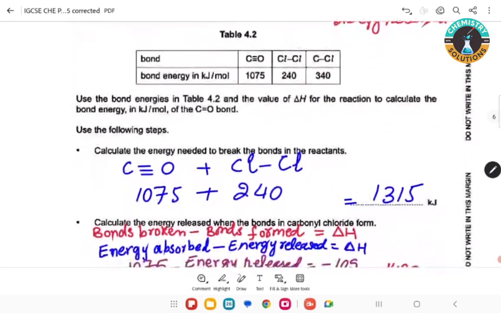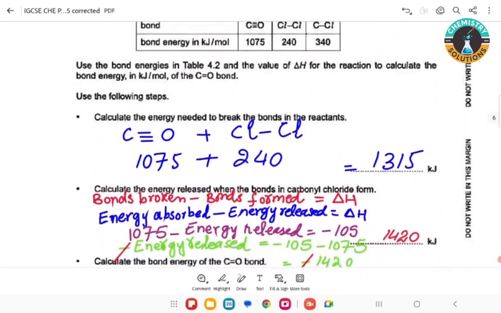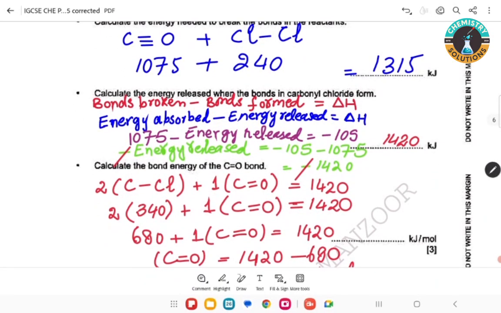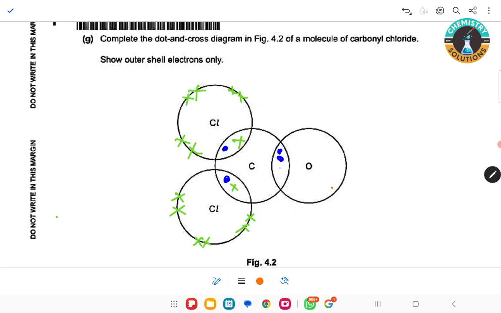Now we have to move on. Look at the bond energies given to us. Calculate the energy needed to break the bonds. We write the bond energies of the reactants. Then calculate the energy released. Okay, so this is the structure for carbonyl chloride.